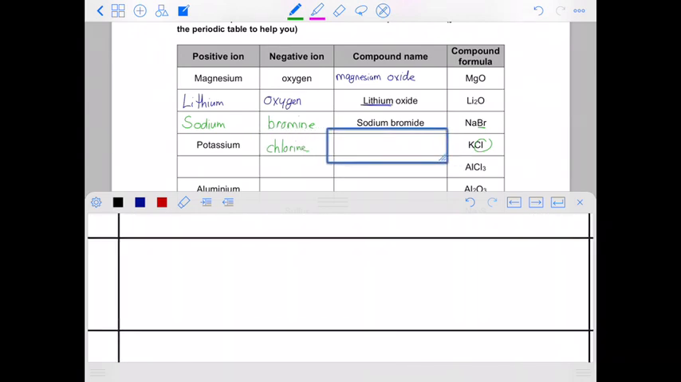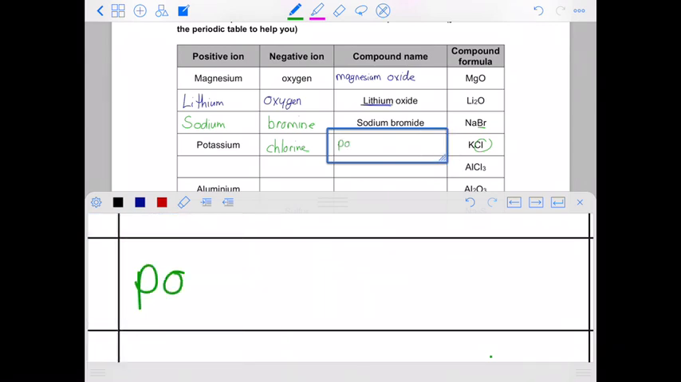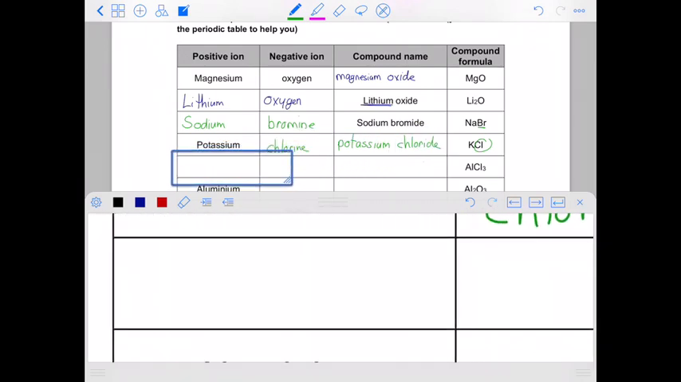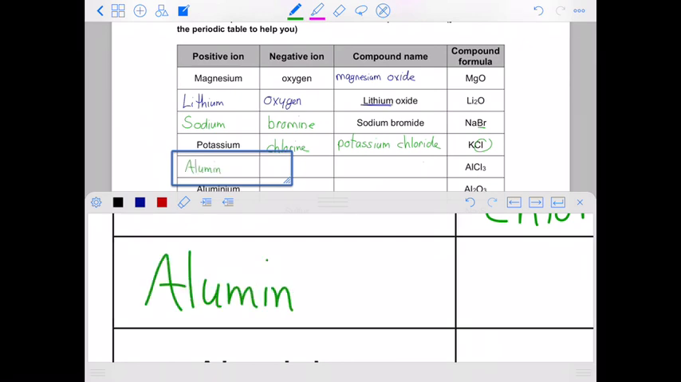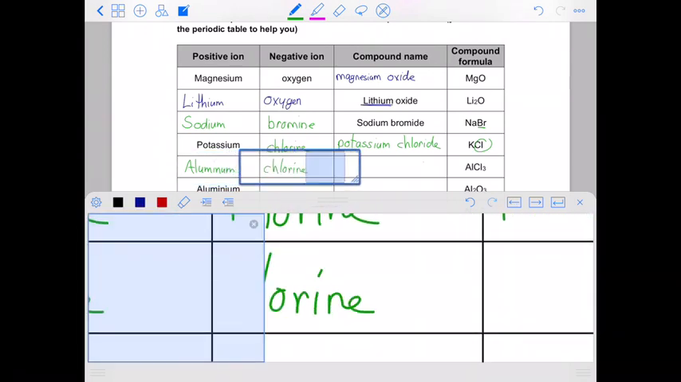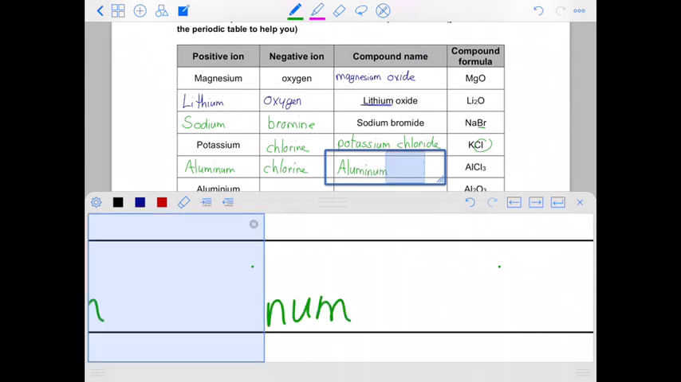So when I write the compound name, I start with the positive ion, start with the metal. So I write potassium, and then chlorine, but I've changed the ending to "-ide", chloride. All right, the next one, I look at my formula, Al, I know is aluminum. Cl, I know is chlorine. All right, and then I have aluminum. I don't need to change and chlorine, I know I have to change to chloride.